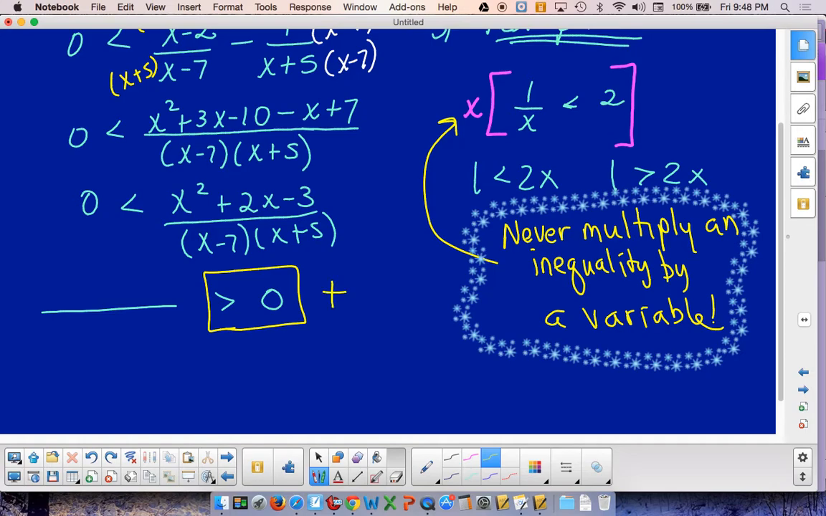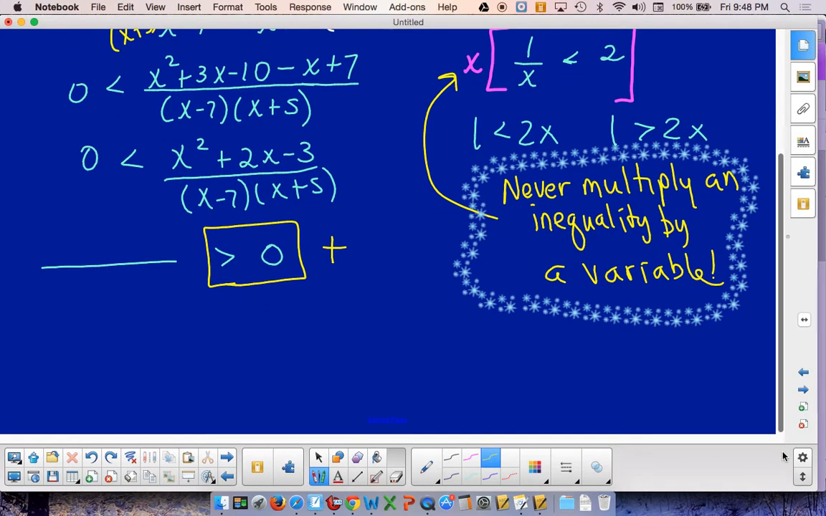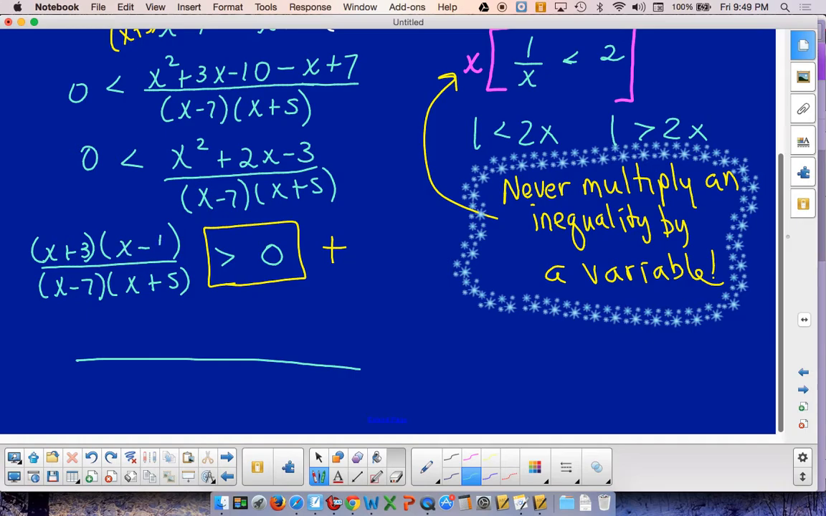Okay, we need to test points on this whole expression, not just the denominator or just the numerator, but the whole ball of wax. To test points, we know we need numbers on the number line which make each part of this equal 0. Well, the bottom is conveniently already factored. But the top, we need to know where it equals 0, so we also need to factor it. And conveniently, it factors with x plus 3 and x minus 1.